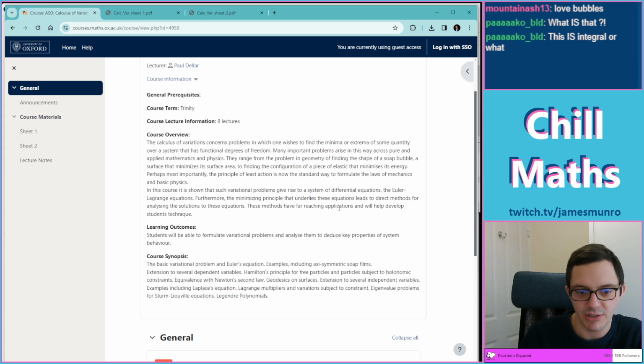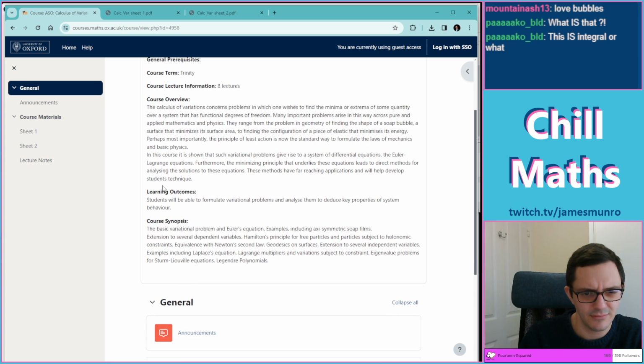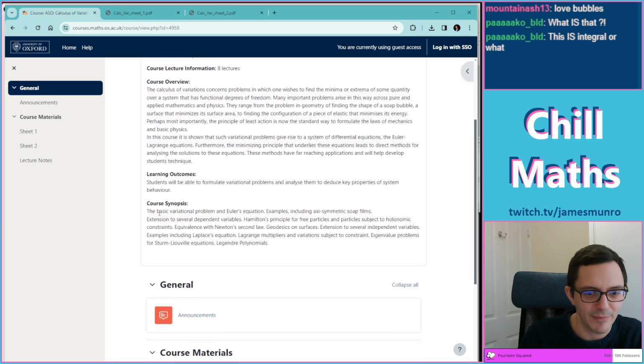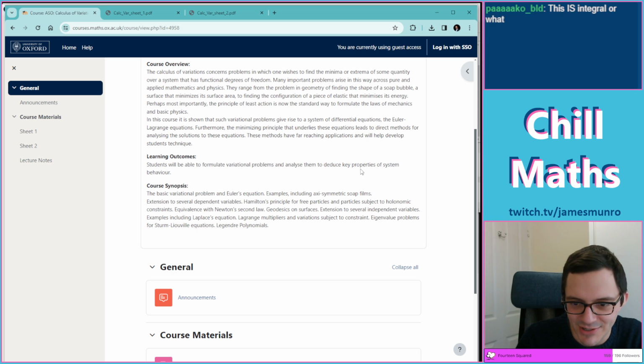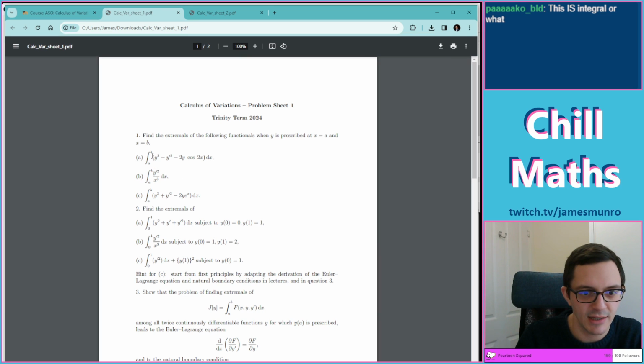Methods for far-reaching applications to help develop students' technique. Students were able to formulate, this is very brief, and analyse them. Fine, okay, good. Is this integral or what? We're going to have loads of integrals. Surprise. Jump scare. Here are some integrals.